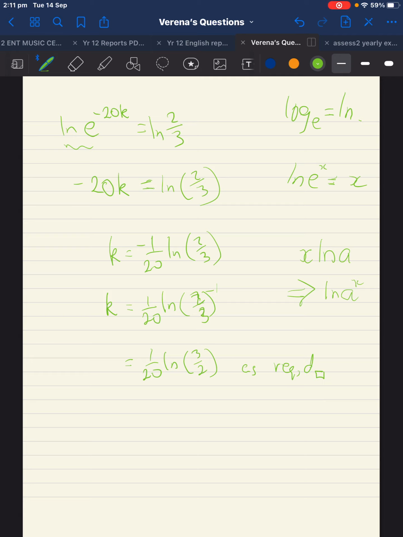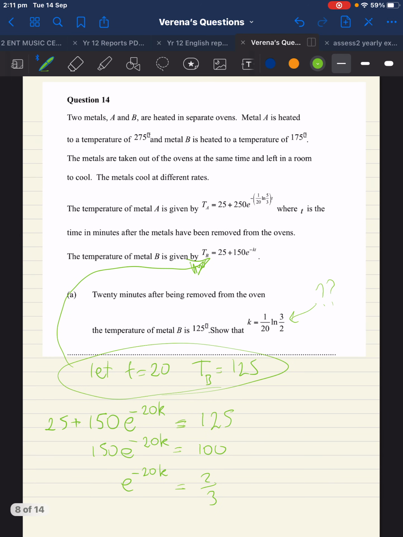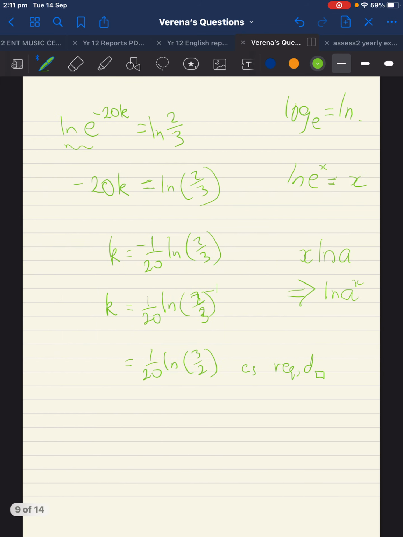Okay, so that was part A. That's how we do it, right? They gave us a set of values. When t is equal to 20, the temperature will be 125. We subbed them into the equation, and then we just solved the equation, going through just like normal. And then once we got our correct answer, right here, everything was looking cool, but unfortunately, they were asking us to simplify it a little bit. And so we had a little bit of simplifying to do to get the end result down there. Okay, so part A, not too bad.